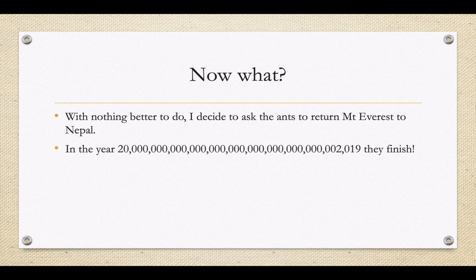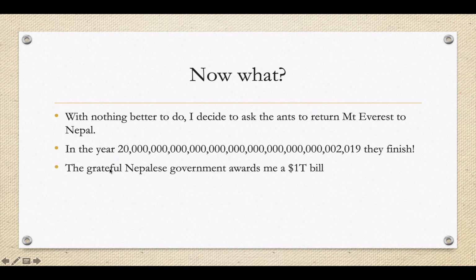So they turn around and grain by grain at their very, very sluggish pace with their overly heavy wheelbarrow, they bring Mount Everest back to Nepal. And it takes as long to get it back as it took to get there. So it's this year by the time they bring it all the way back to Nepal. And what I'm going to assume is that the grateful Nepalese government gives me this $1 trillion bill. The reason I made it a $1 trillion bill is because at one point I tried to calculate how much it would actually be worth, accounting for some constant inflation rate, but it wasn't even possible.